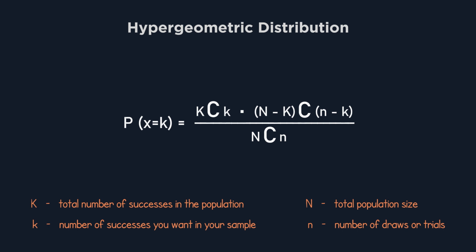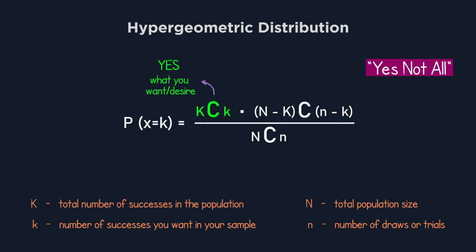I like to remember this formula with a simple phrase: "yes, not all." Here's what that means. Yes refers to the first combination in the numerator, which counts the ways you can select the specific items or outcomes you're interested in. This is what you want or desire from the population.